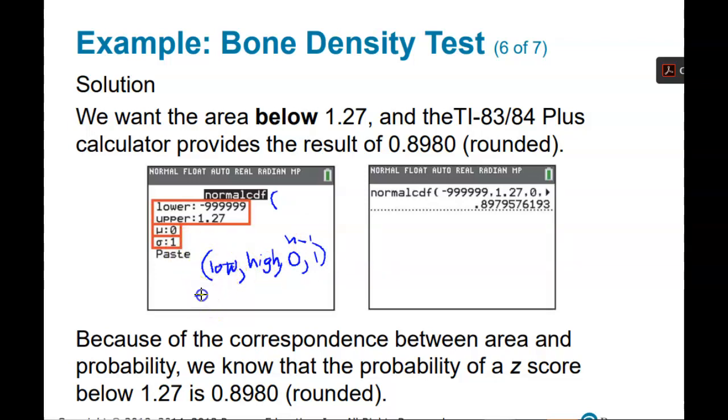You would put negative 999,999, then a comma, then 1.27, comma 0, comma 1. It always goes low, high, mean, standard deviation.